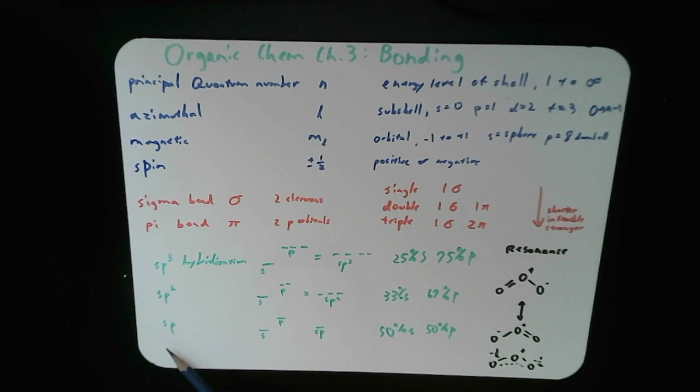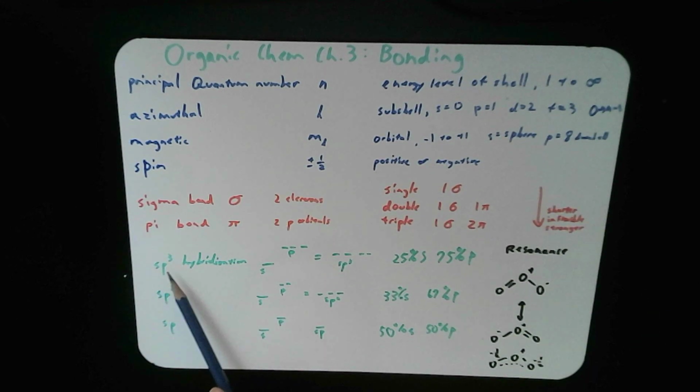Finally, we have sp, which consists of 1 s and 1 p, and that just makes an sp orbital, which is right in between the two orbitals. And it will be much closer to s than the original sp3 character because it has 50% s and 50% p. Alright, so what does this tell us?